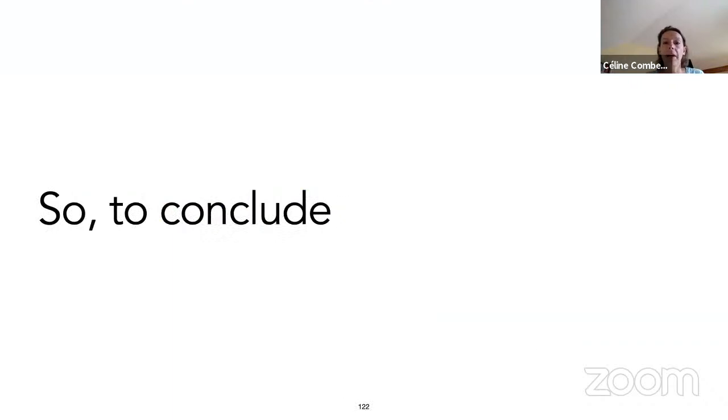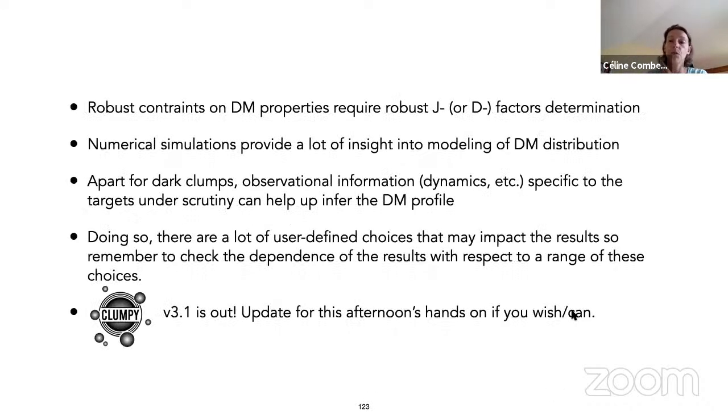Okay, so I am done. I'm just going to very briefly conclude that to do anything with dark matter indirect detection, of course, you need to take care of your data analysis and astrophysical background and so on, but you also need a robust estimation of your J and D factor. And by robust, I mean of course the best estimation possible, but also error bars on this that you are sure of and comfortable with.